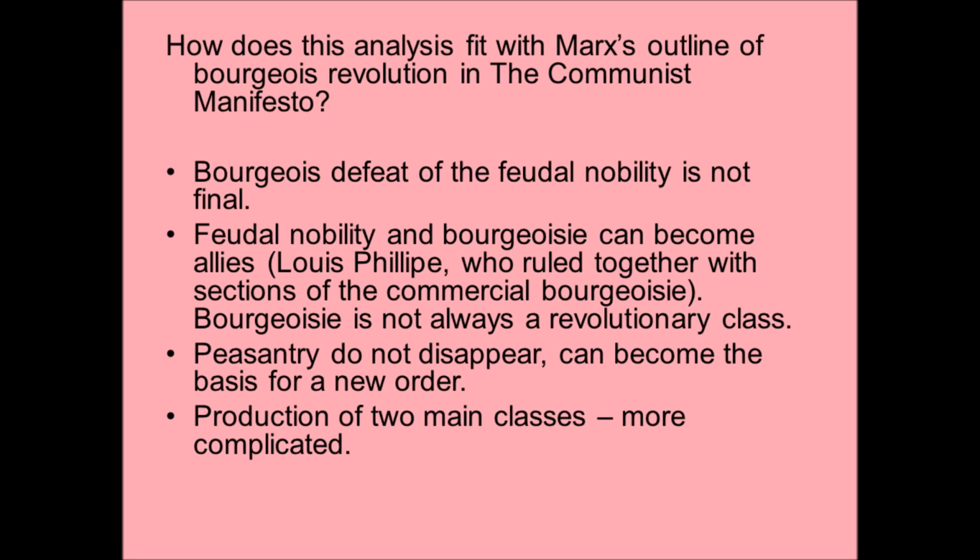Marx shows that the peasantry do not necessarily disappear because of the allegiance that they gave to Napoleon due to all of his policies of mortgage banks and property ownership. They actually became the basis for a new and more regressive order. And finally, the production of two main classes that Marx had described in the Communist Manifesto is actually more complicated. We see the emergence of several different forces. We see the continuing existence of older forces, and we see the alliances between different forces in ways that prevent the kind of clear interests of bourgeoisie and proletariat emerging.